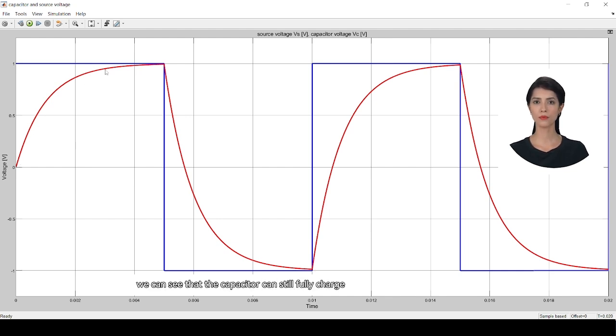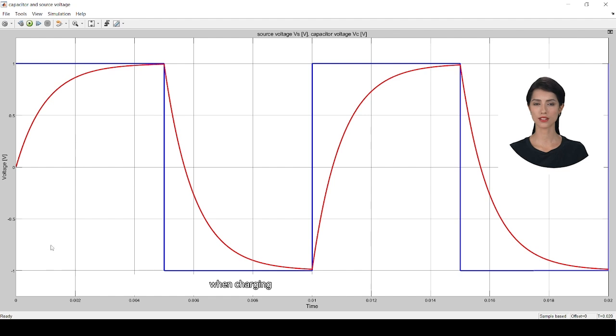From the graph, we can see that the capacitor can still fully charge, just reaching 1 volt. The same goes for discharging, it manages to hit -1 volt. So, at this frequency, the capacitor is just about able to keep up with the source voltage. But can we verify that the time constant is really 1 millisecond from this graph?